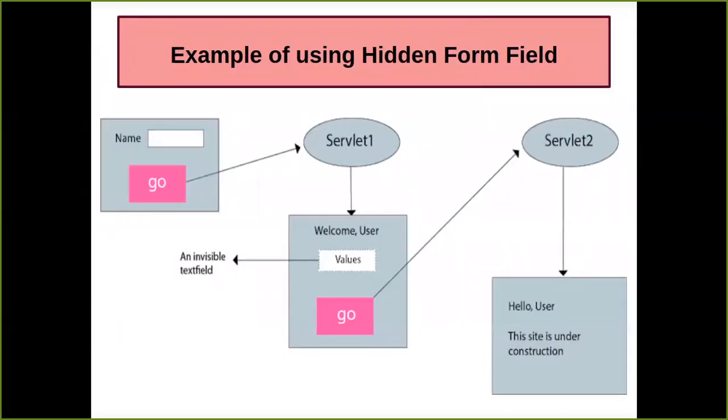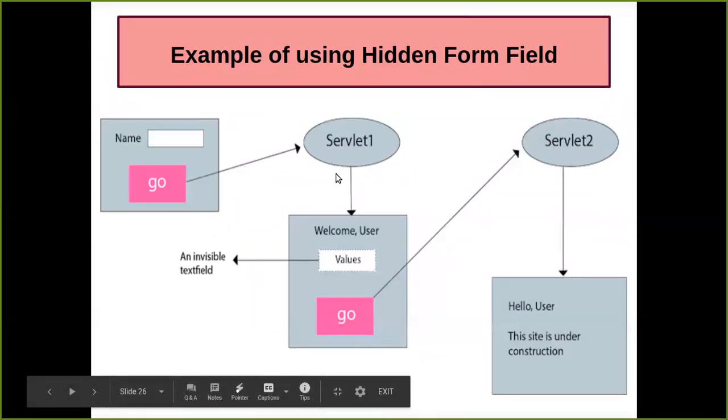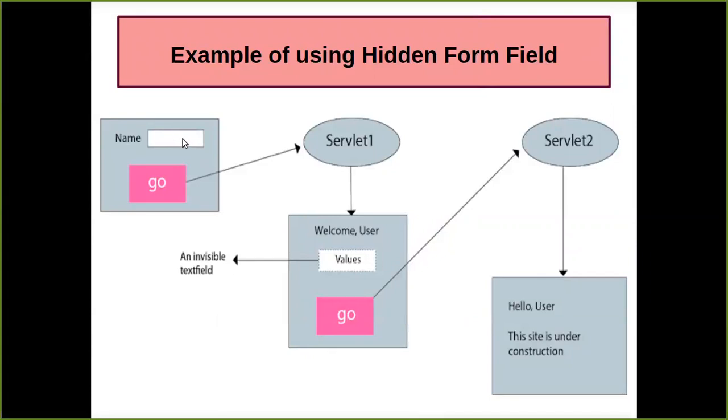Now, this is your example for the hidden form field, again the same type of diagram. We have a form which is accepting a name in the text field. On clicking this button, it should get redirected to your servlet file, that is your first servlet, which should give one welcome message. So what I have to do is accept the input from here, and that input needs to get displayed over here with a welcome message.